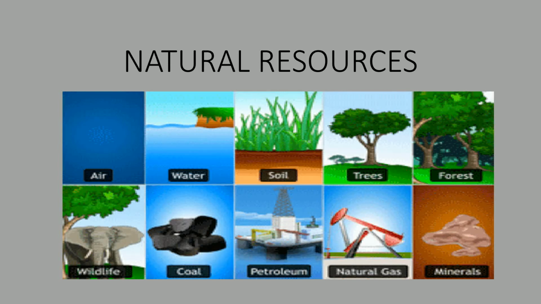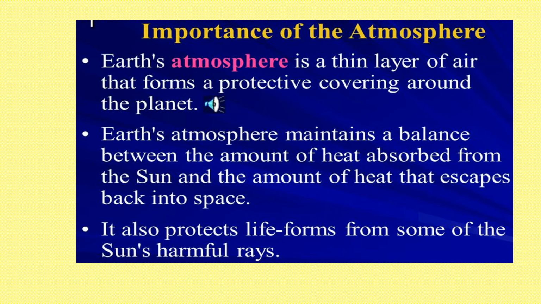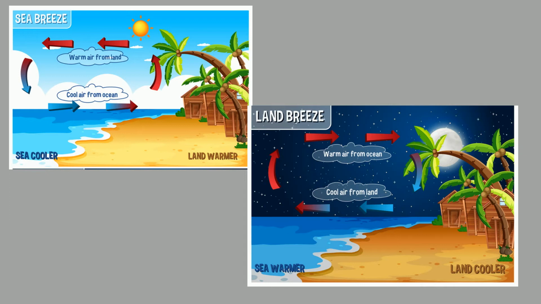So we were discussing natural resources, and we discussed the importance of the atmosphere, how it is acting like a shield and a blanket and helps in the supply of important gases which are needed for the survival of life. So now let us talk about the movement of the air. Now you all have learned that air moves from one place to another. But the question is, how does this air move?